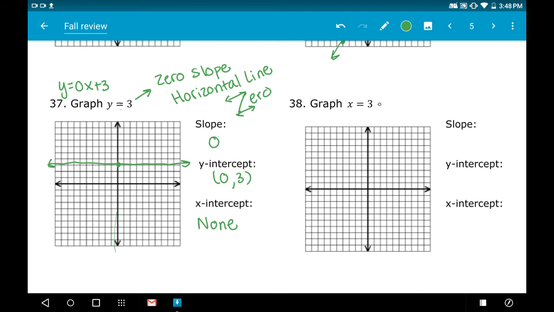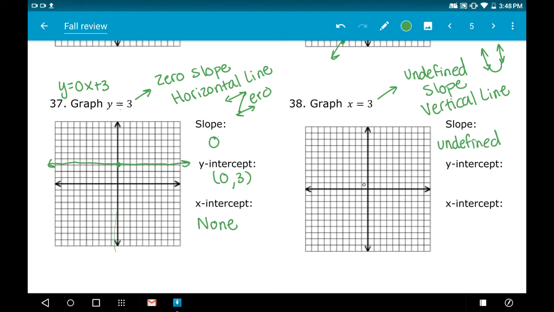Now when we have x equals 3, this is not a horizontal line. This one is an undefined slope, which is a vertical line. And the trick here, if you draw two vertical lines, you can make a U out of them for undefined. So our slope here, you just write undefined.